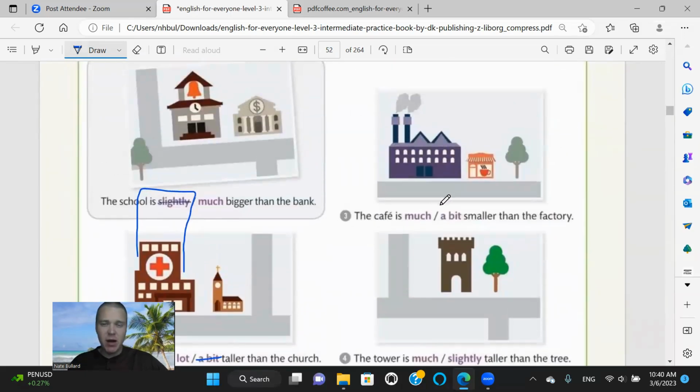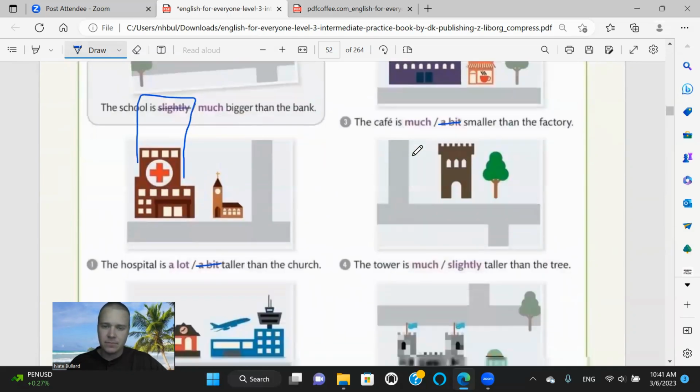The cafe is much smaller than the factory, or the cafe is a bit smaller than the factory. This one is going to be much. Okay, there's a big difference in the size here. The cafe is indeed much smaller than the factory.